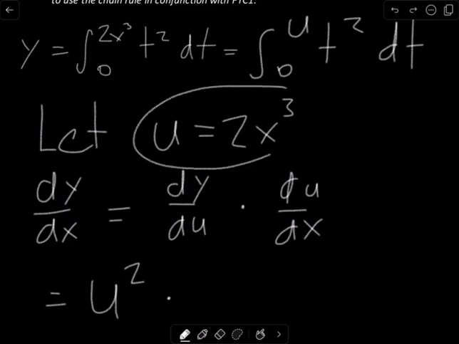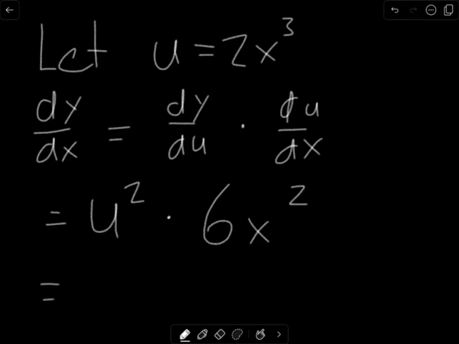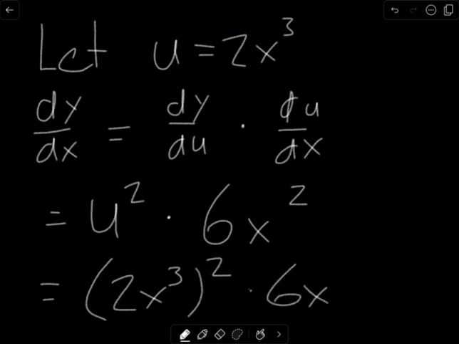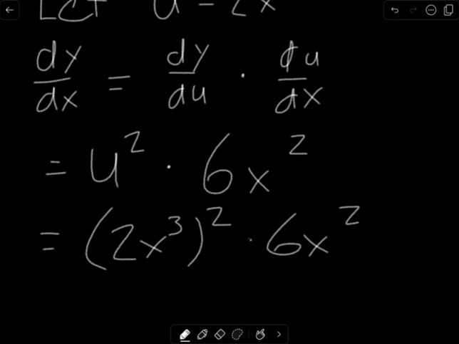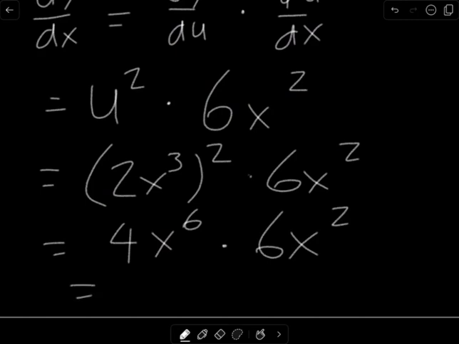So I'm going to differentiate this with respect to x. So differentiate this with respect to x, it's going to become multiplied by 6x squared. Okay, and then we need to have everything in terms of x again because u is a variable that we introduced. So u is equal to 2x cubed. So it's 2x cubed all squared multiplied by 6x squared. Okay, so that is going to become 4x to the power 6 multiplied by 6x squared, and that will give us 24x to the power 8.